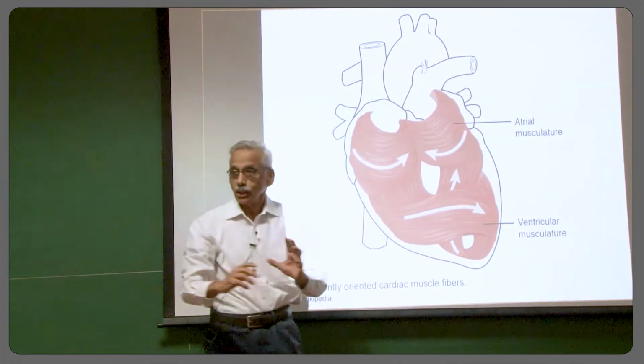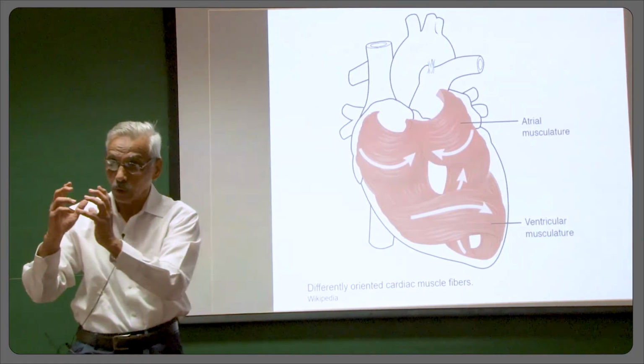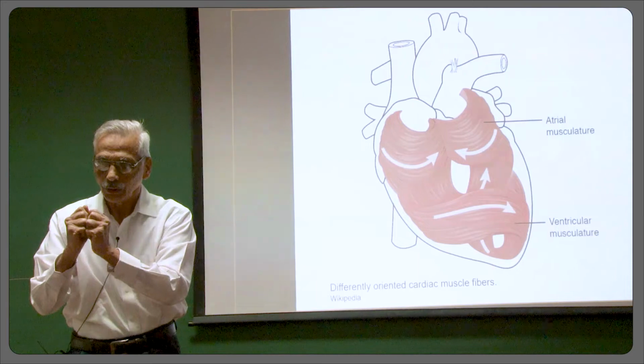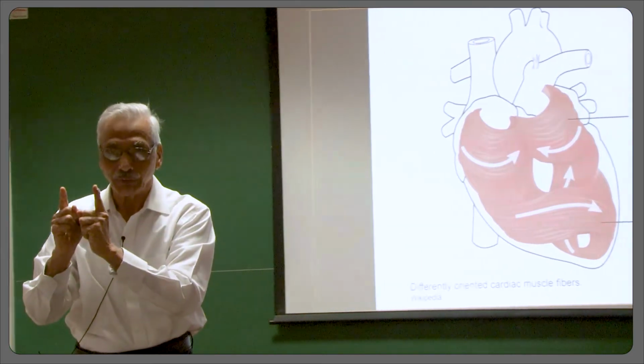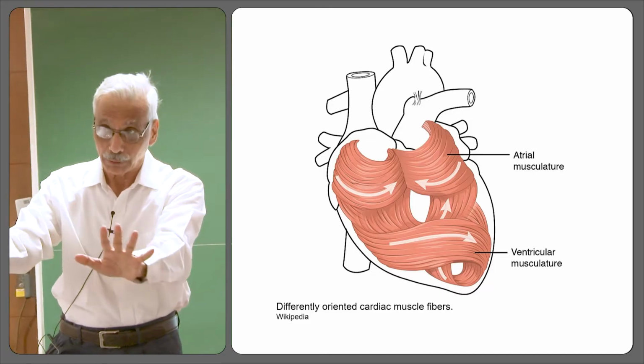and then it folds on itself and goes this way. Because of that particular architecture, when the whole muscle contracts, you are going to get a reduction in the volume of the ventricle and an increase in the pressure. That is how the blood will be pumped out of the ventricle. Are you with me?